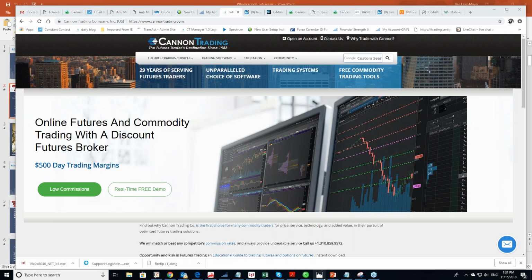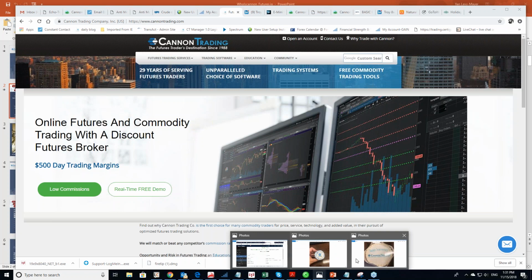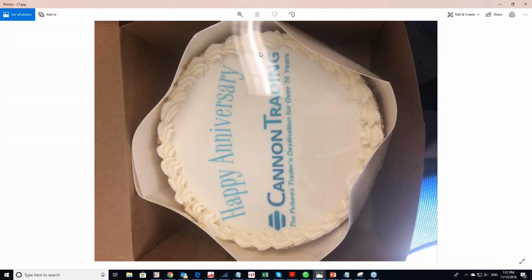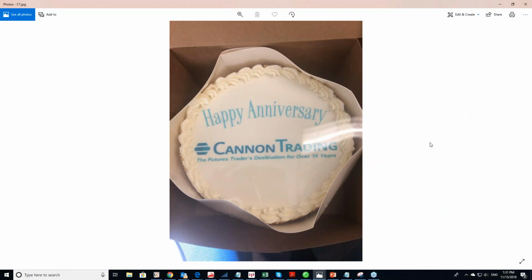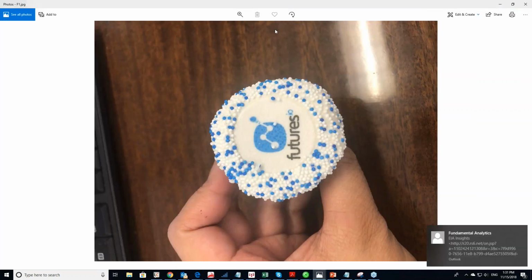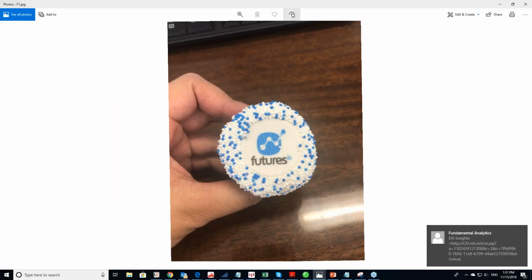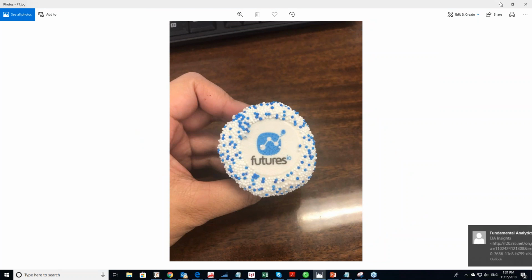I did want to share a couple of things that I thought timing was excellent. The first one was we got this cake today from the guys at Futures.io. Happy anniversary to Canon Trading, futures destination for over 30 years. So I thought it was really relevant to show that as we start the webinar, including some very cool cupcakes that our brokers are going to regret in a few hours, but very yummy.